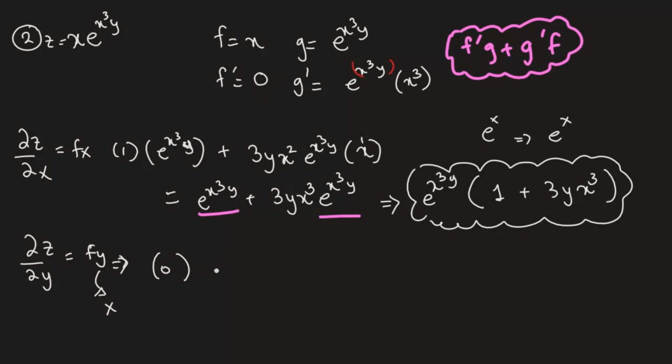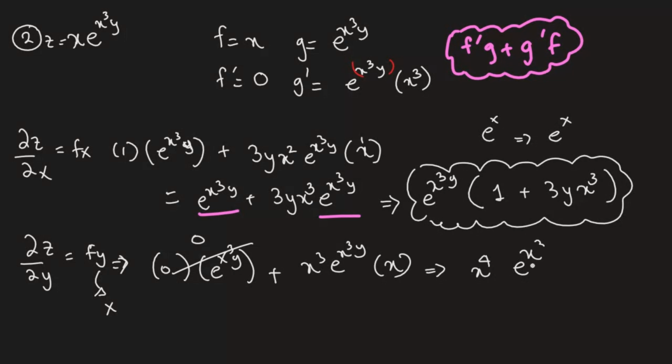So f prime times g, and then plus g prime times f, which is this. So now you see it's 0 times something, so it's simply 0, so you don't have to write it. Okay, so here x times x is x to the power of 4, and e to the x cubed y. So this is the answer to f sub y. Okay, now let's move on.